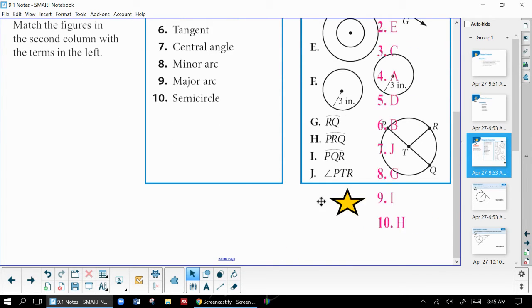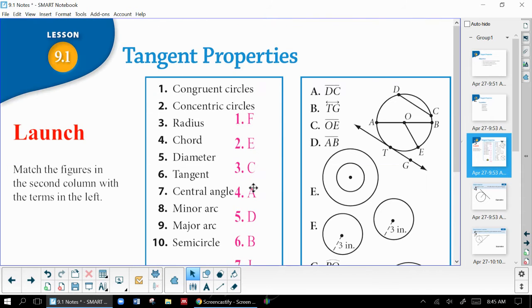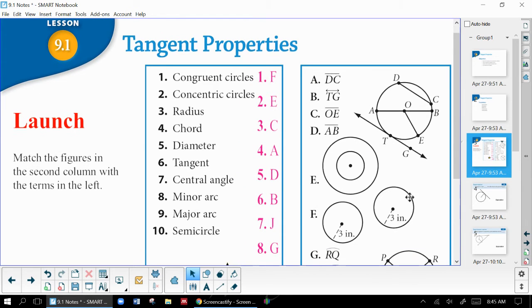Okay, so hopefully you've done that matching now. Take a look at the answers. So 1 is F, you've got congruent circles. E is concentric circles. Radius is C, so segment OE. The chord is A, which is DC, right there. The diameter is AB, so that's D. A tangent line, that's line TG, so that's B.